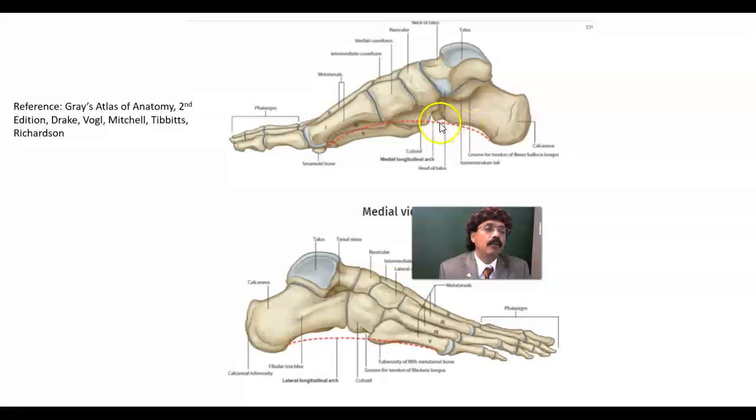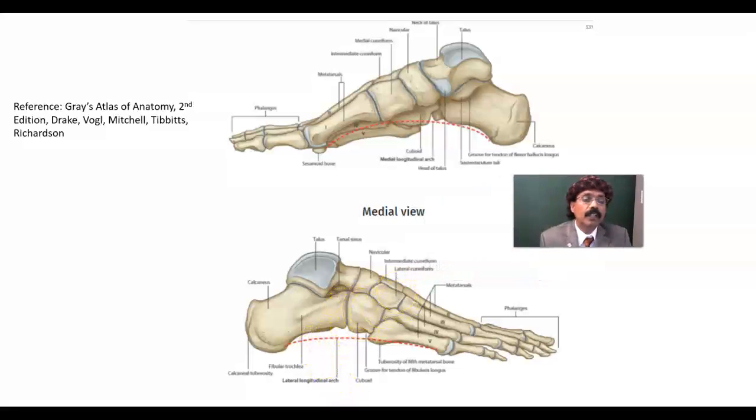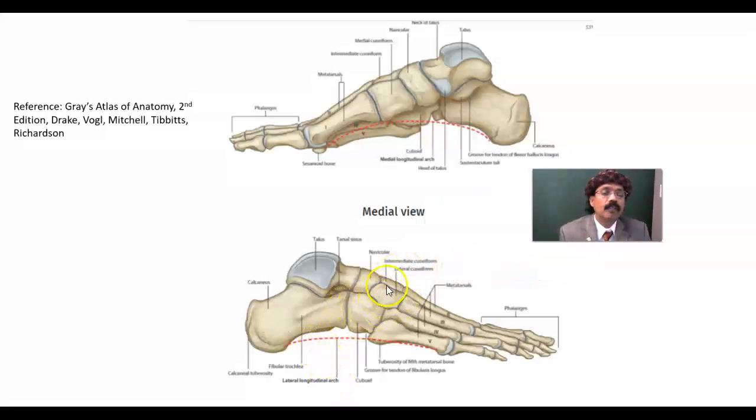We have the medial longitudinal arch, the lateral longitudinal arch, and the transverse arch, which is complete anteriorly and incomplete posteriorly. This is the lateral longitudinal arch. Again, this is the cuboid bone. This is the lateral cuneiform bone. The intermediate cuneiform bone is on the other side, next to the medial cuneiform bone. This is the navicular bone, the boat-shaped bone here.